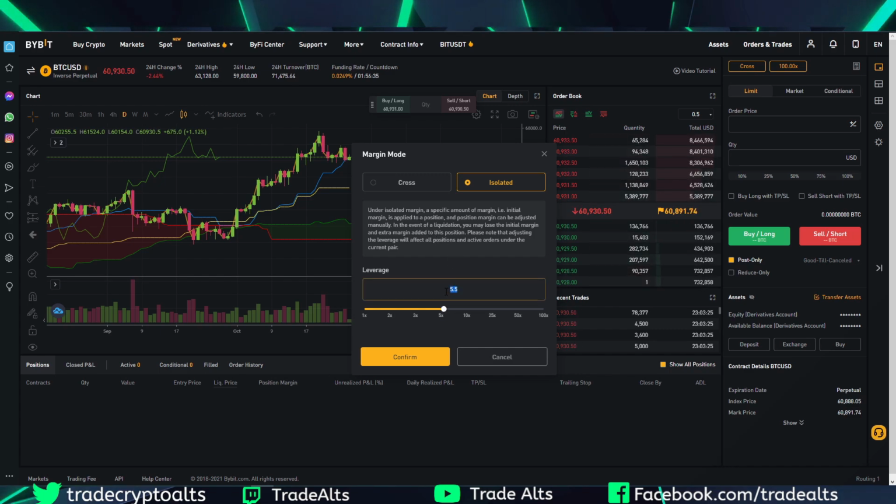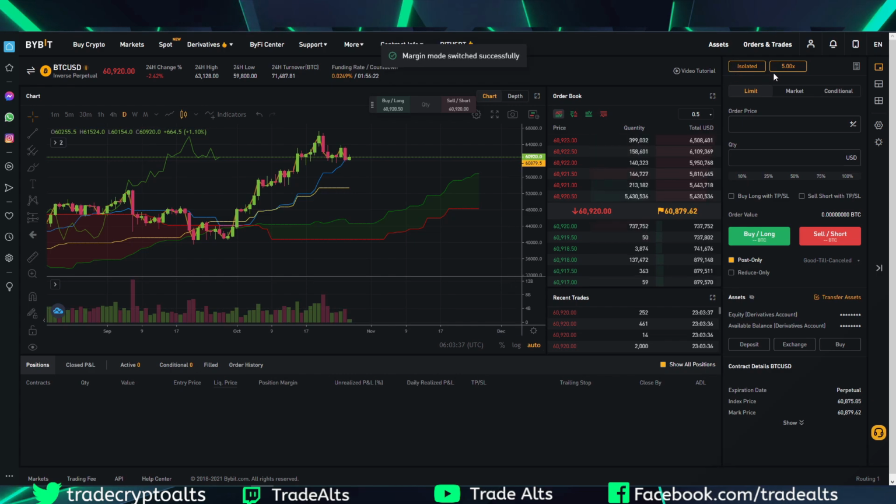But let's say, hey, I want to take a 5x leverage trade. So I would come over here and click isolated, and then change your leverage to 5, click confirm. And you'll see that it changes up here. Okay, so now any trade that I put in is going to be 5x leverage.